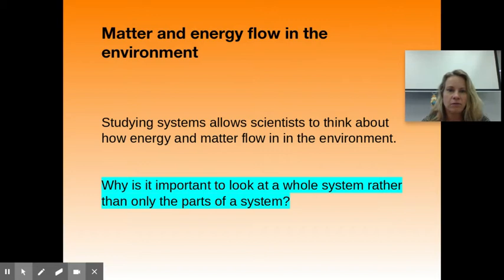All right, so if we look at matter and how energy flows through a system, that's really important to scientists, especially environmental scientists, because we need to know how it flows in the environment, to study the environment and how the ecosystem and everything interacts together.